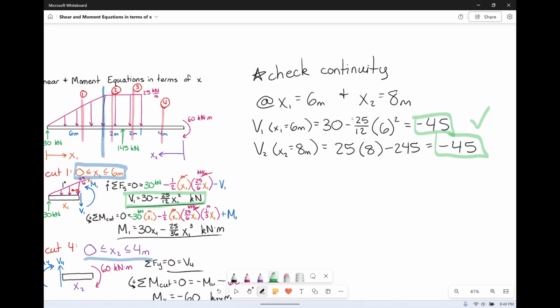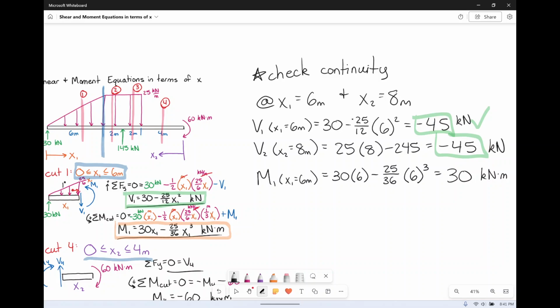That's good. Now let's check the moment. Yes, they're nasty little equations, but we're going to check them anyway. So we got moment 1. We're going to swap to another fun color here. How about this orange? So we're doing this moment 1 equation right here. So moment 1, again, this is x1 is equal to 6 meters. So we're going to plug in. We have 30 times x, that's 6, minus 25 over 36 times our x, which is 6 cubed. You're going to get, believe it or not, only 30. Yeah, only 30. This is kilonewton meters. If anybody's wondering about our units here, you should definitely keep up with those.